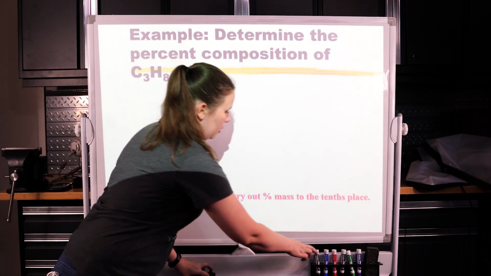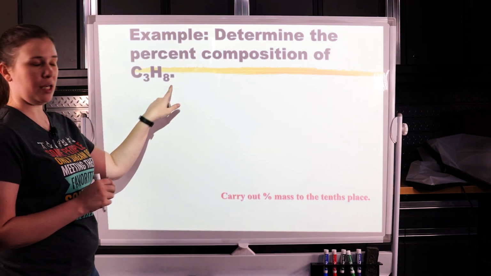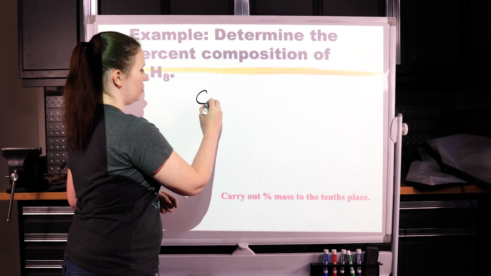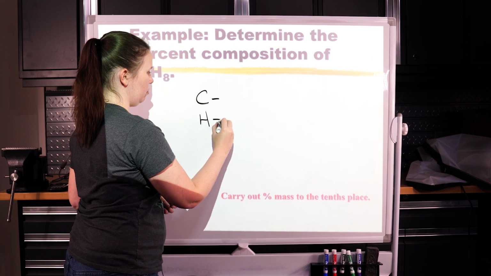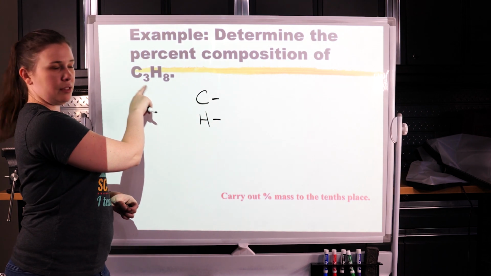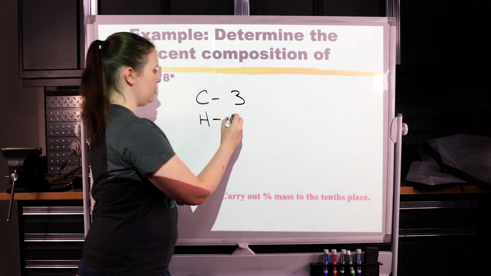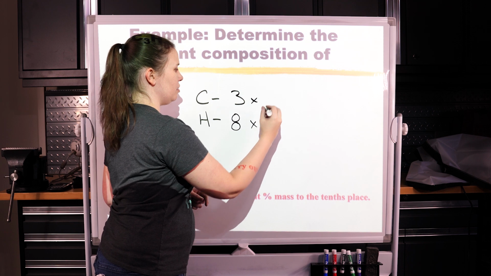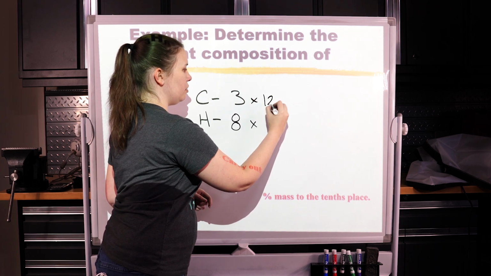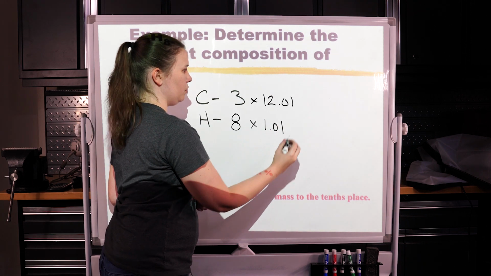All right, let's calculate the percent composition or mass percentage of C3H8. I'm going to start setting this up very similar to the way that I did for molar mass. I'm going to count how many carbons. In this case, there would be 3. And I'm going to count how many hydrogens. In this case, there would be 8. Then I'm going to multiply that by the molar mass of each. Carbon's molar mass on the periodic table is 12.01 and hydrogen's is 1.01.